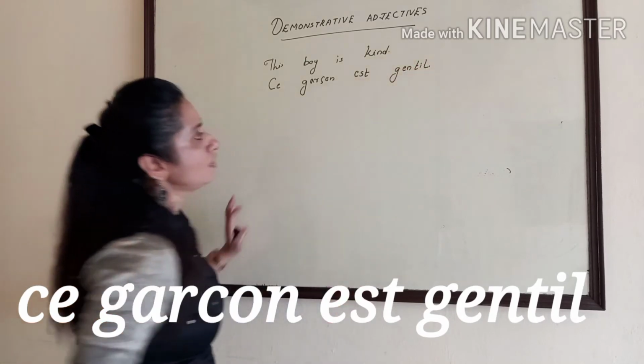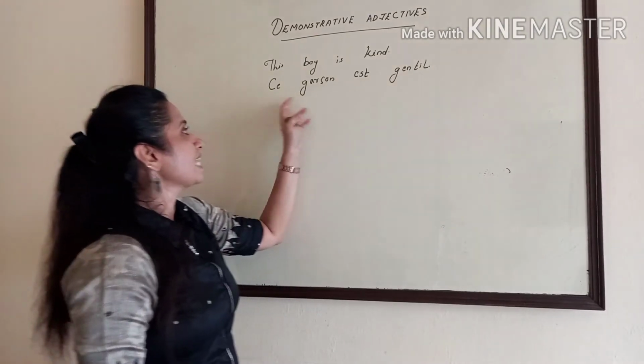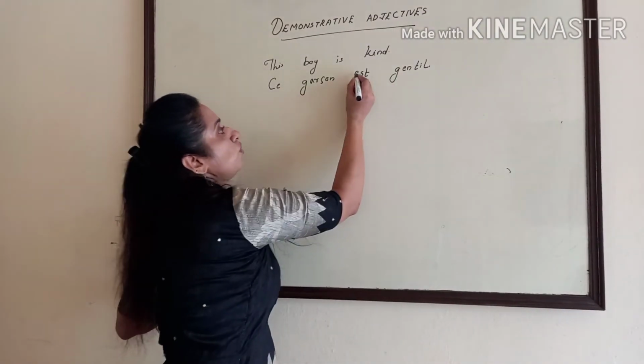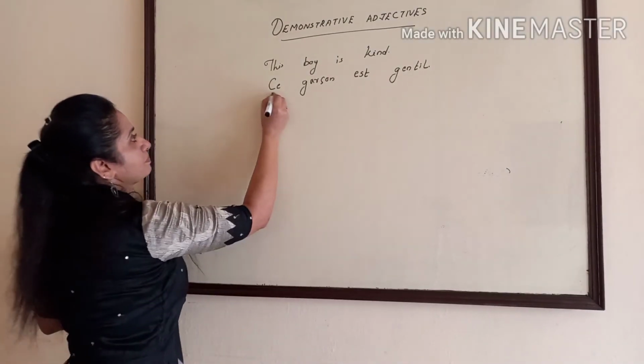G-E-N-T-I-L. Gentil. It is pronounced as gentil. Gentil means kind. Ce garçon est gentil. That means this boy is kind.